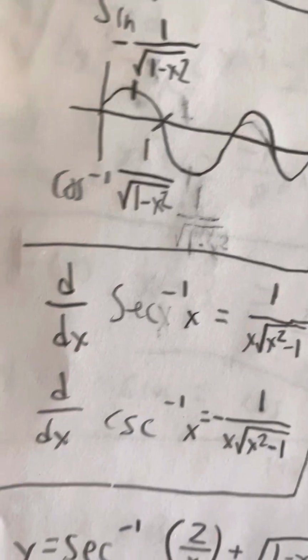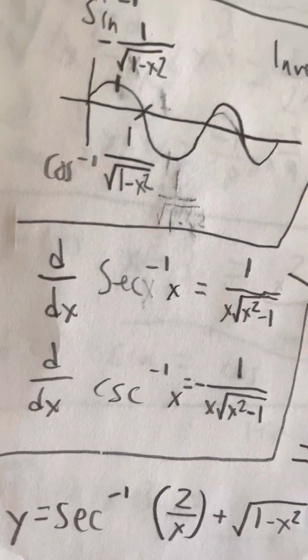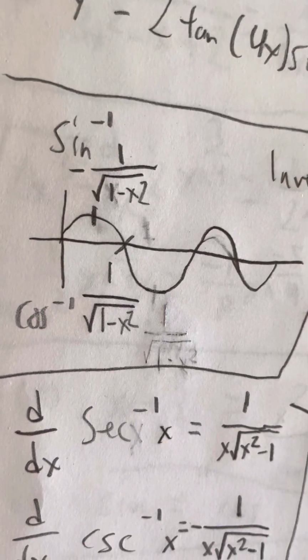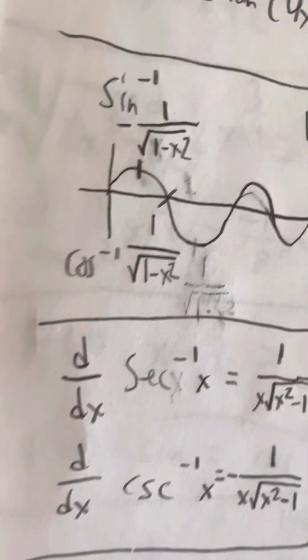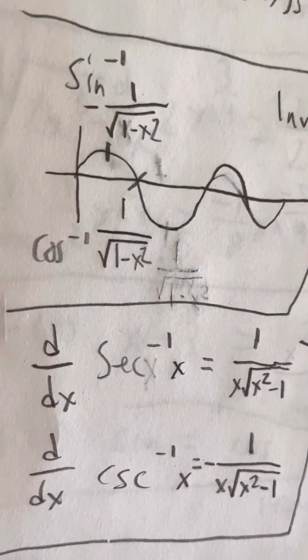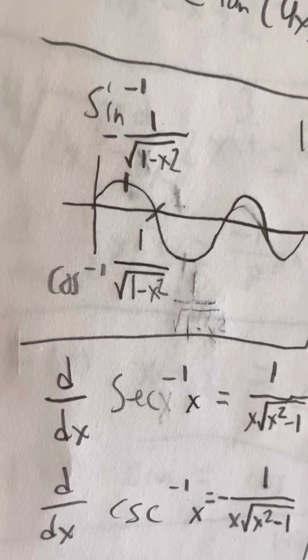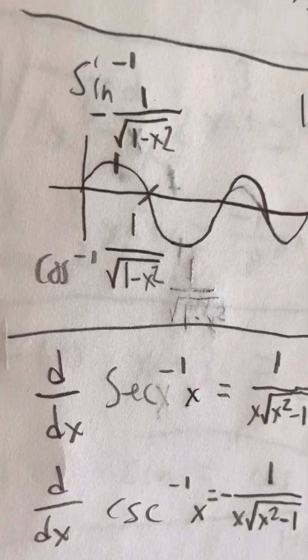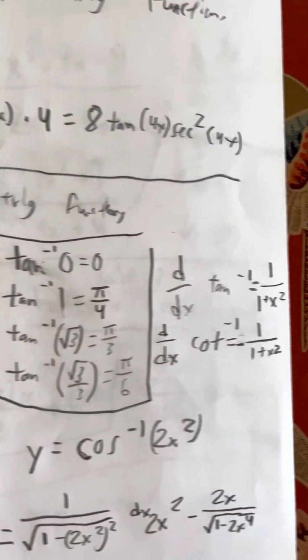Sine negative 1, as they call it on the calculator: 1 over the square root of 1 minus x squared. Actually, for sine it's positive, and for cosine negative 1, it's negative 1 over the square root of 1 minus x squared. And you see the wave right there as a useful diagram.